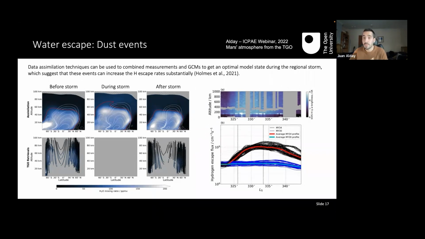So in order to estimate what the effect of the dust storm is, they compared it with Martian year 30, in which there was not such a regional dust storm. And what you can see here is that indeed this kind of dust event can increase the escape rates of atomic hydrogen from Mars substantially. And as we were seeing before, these estimated escape rates correlate with a brightening of the hydrogen corona measured by the IUVS instrument on the MAVEN spacecraft. So it indeed seems that these kind of dust events are important in order to estimate the total amount of escape of water from Mars.